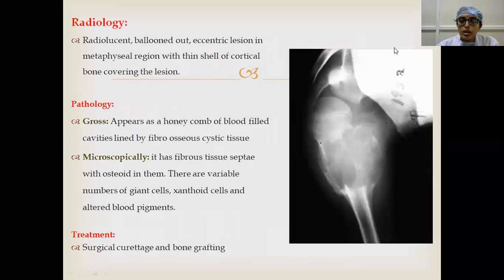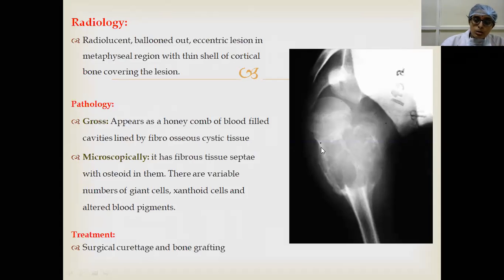So coming to the radiological features. It is a radiolucent, ballooned out, eccentric lesion in the metaphyseal region with a thin shell of cortical bone covering the lesion. Most of the radiological features resemble that of GCT. GCT is also a lytic eccentric tumor. This is also an eccentric tumor. Since it has grown very much in size, it appears like this, and there will be ballooning of the cortex.